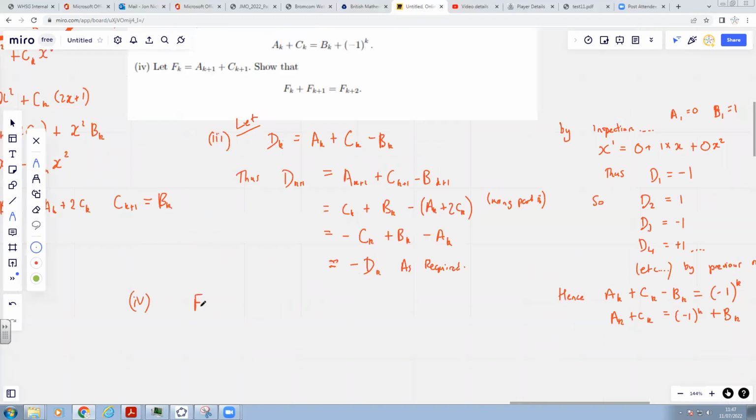f of k is AK plus 1 plus CK plus 1. Now, I was surprised how nice this part of the question was, because my approach was to say, okay, well, if that's true, then f of k plus 1 equals AK plus 2 plus CK plus 2. Yeah, that stands to reason. Now we need to show that. I'll write down the f of k plus 2 formula.